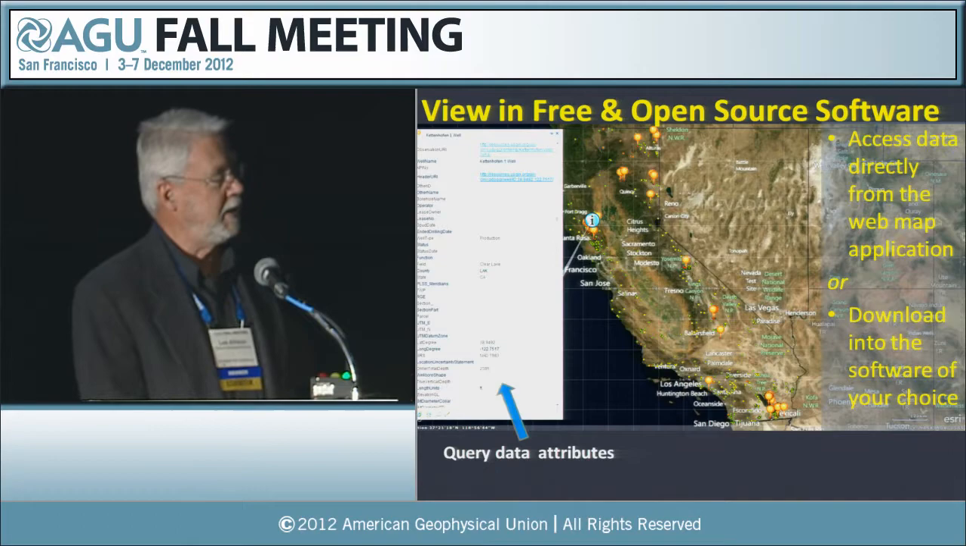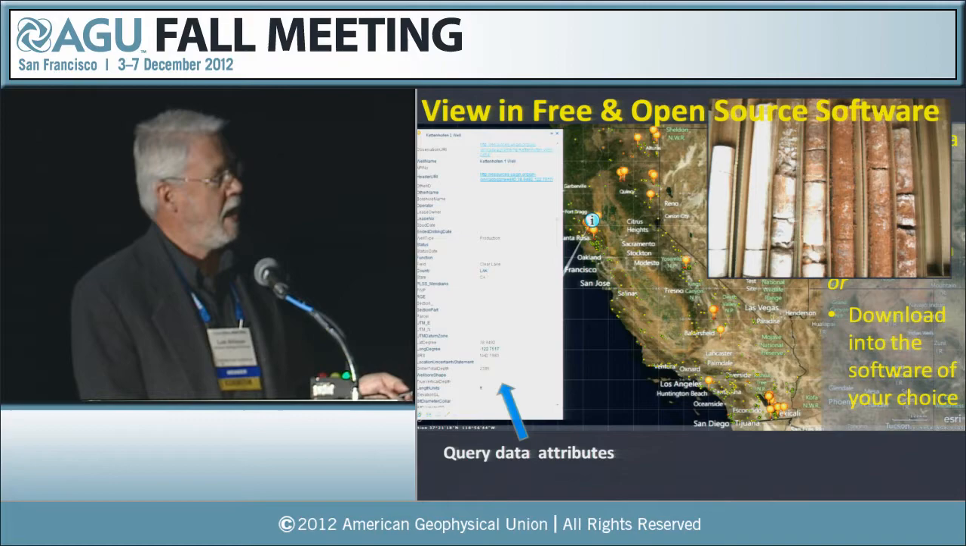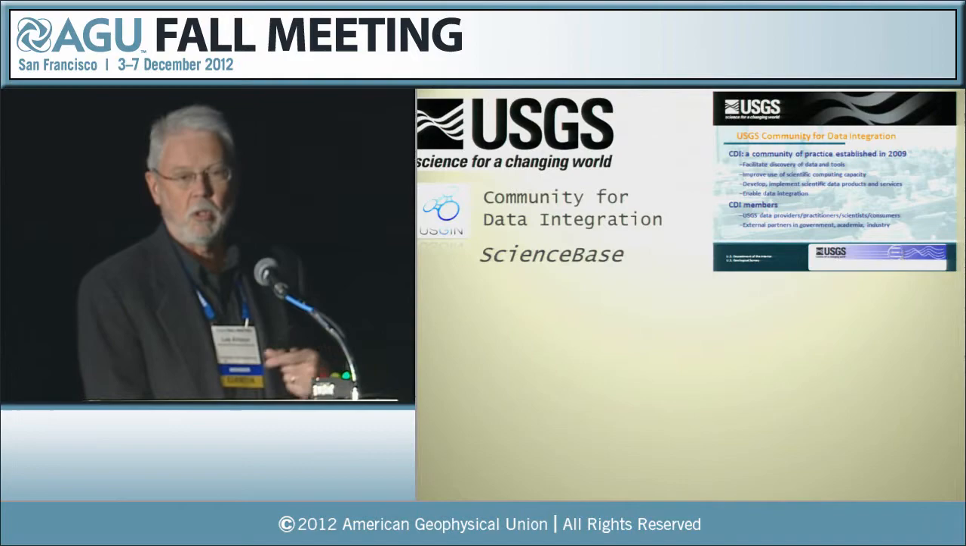And where we're moving now is integrating the different types of data. So for instance, on this particular well, I believe this is up in the Geysers area, you can bring in core data, well logs, other analytical data, and they're all linked in an interoperable data network.